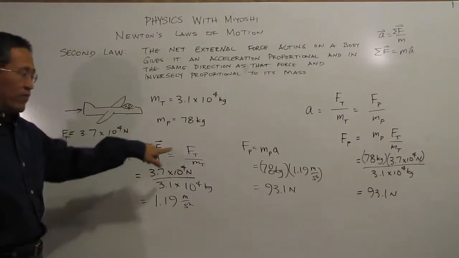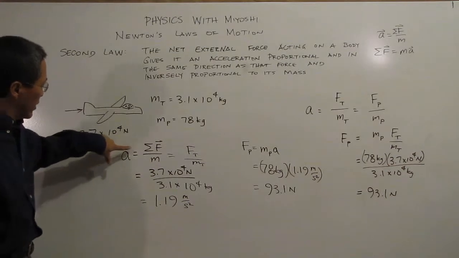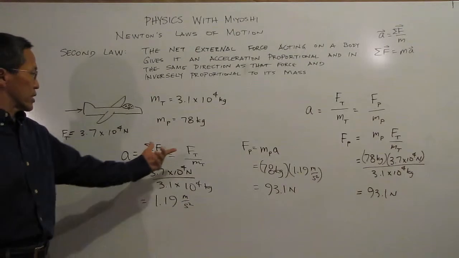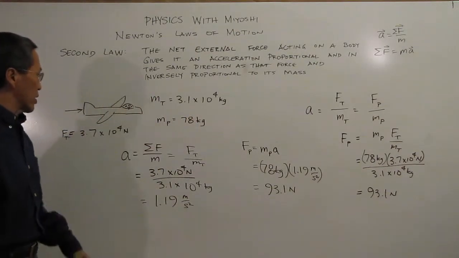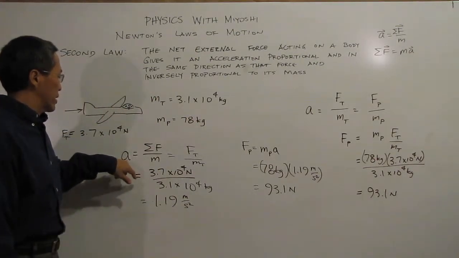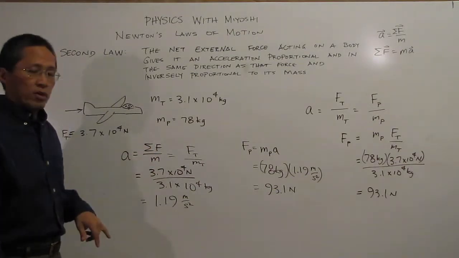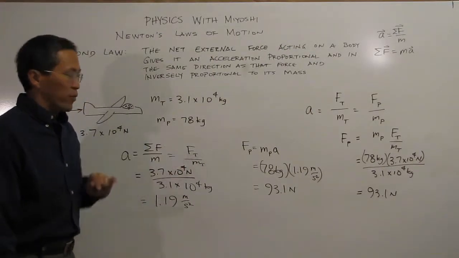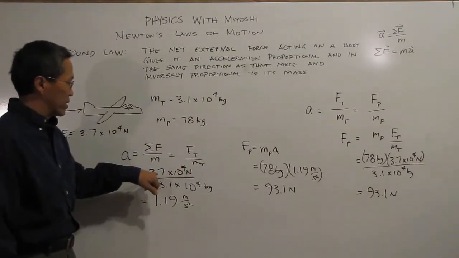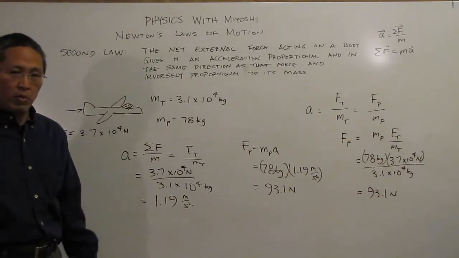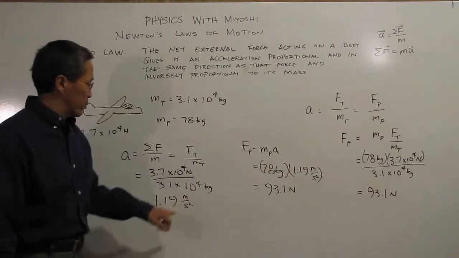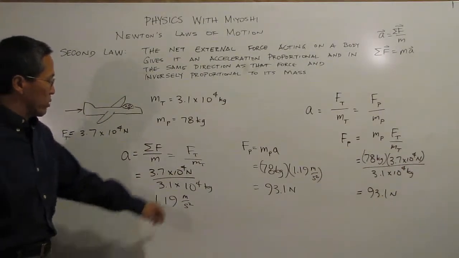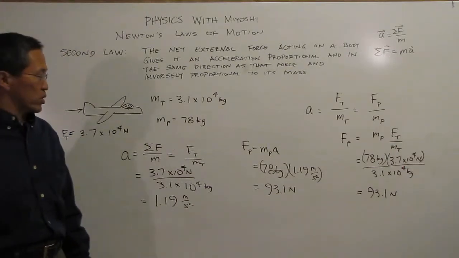The first way, we're going to find the acceleration first, and really we can ignore the vector nature of the force and acceleration because we know they're going in the same direction. We know that the acceleration is the sum of our forces divided by our mass, from Newton's second law. So that's going to be our total force divided by our total mass. That will be 3.7 times 10 to the fourth newtons divided by 3.1 times 10 to the fourth kilograms, which gives us 1.19 meters per second squared. Remember, a newton is a kilogram meter per second squared.